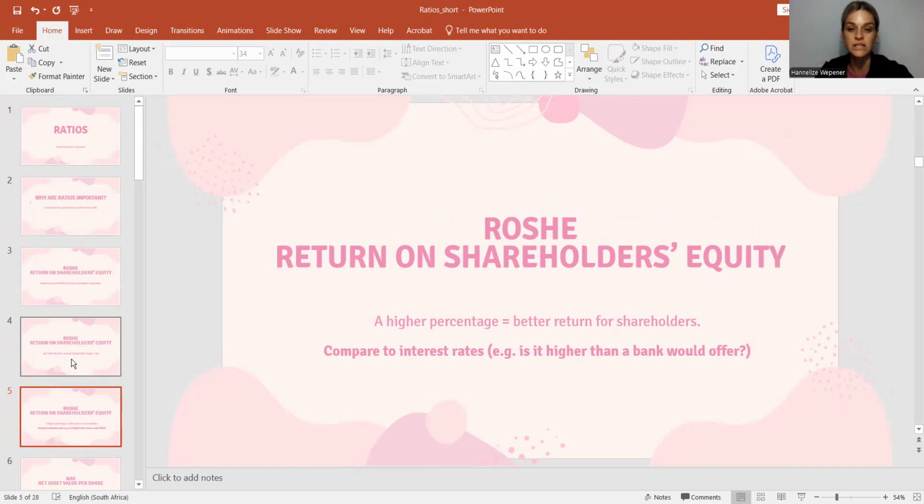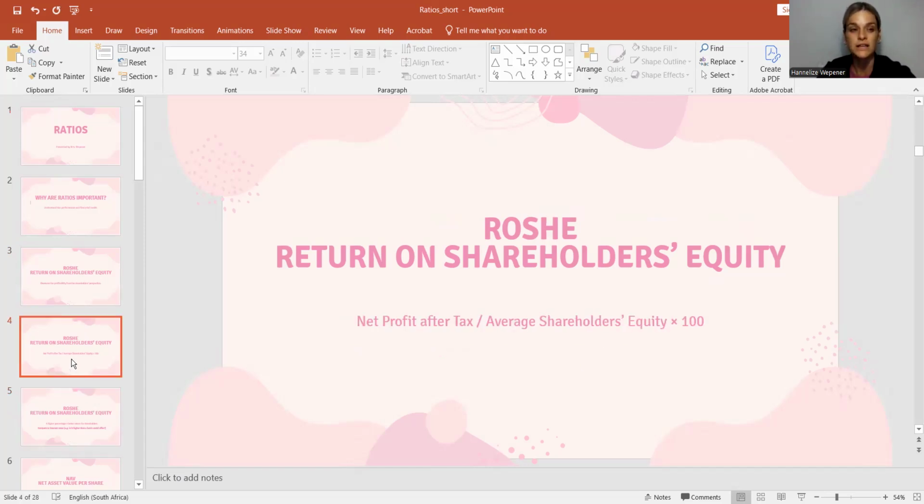So we definitely want to earn good returns, and we are going to calculate return on shareholders' equity by looking at our net profit after tax divided by our average shareholders' equity. Average shareholders' equity, meaning that we are going to look at the prior financial year and the current financial year's ordinary share capital and the retained income, and we are going to calculate the average thereof.